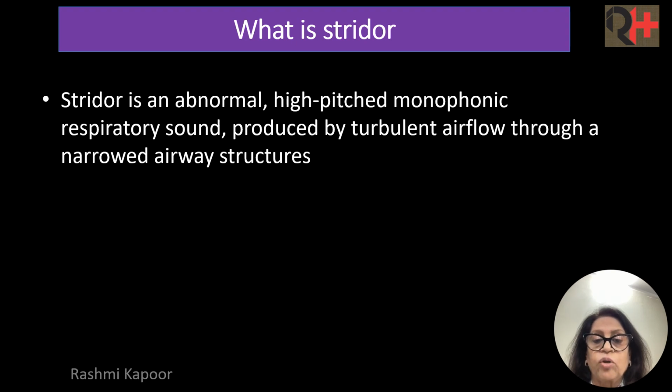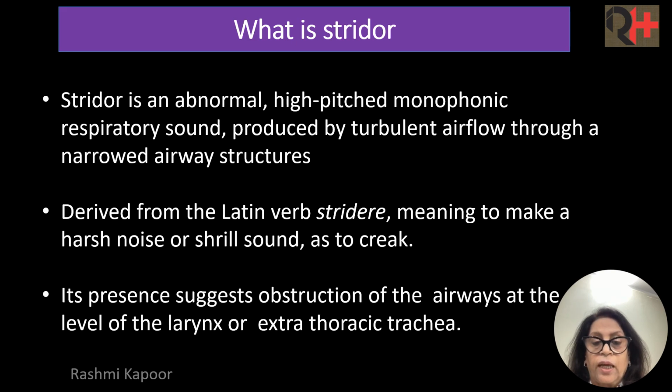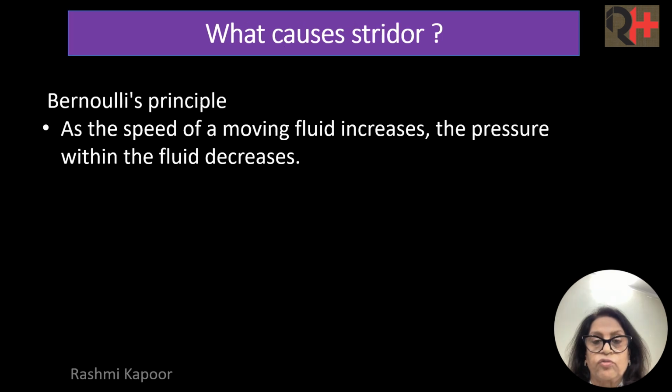Now, what is stridor? Stridor is an abnormal, high pitched, monophonic respiratory sound produced by turbulent airflow through narrowed airway structures. Derived from the Latin word stridere, meaning to make a harsh noise or a shrill sound, so as to creak. Its presence suggests obstruction of the airway at the level of the larynx or extrathoracic trachea.